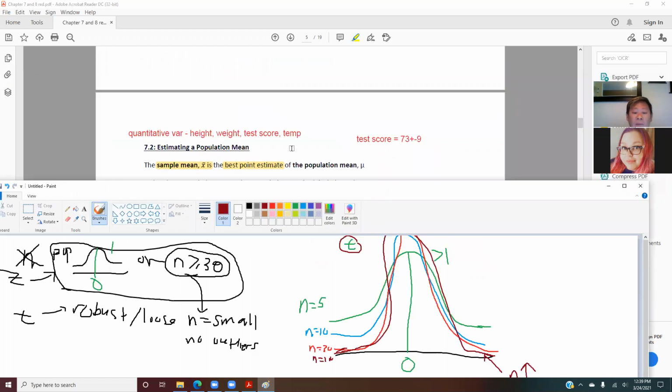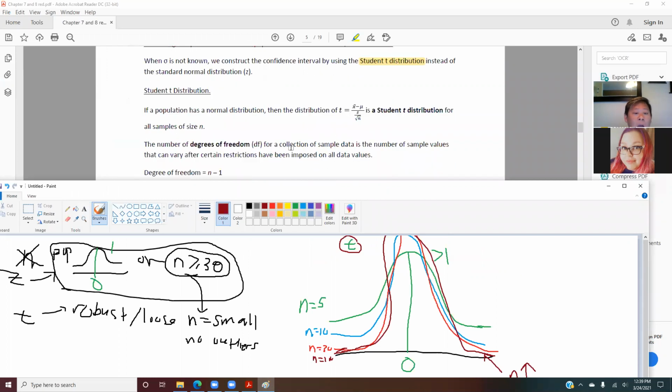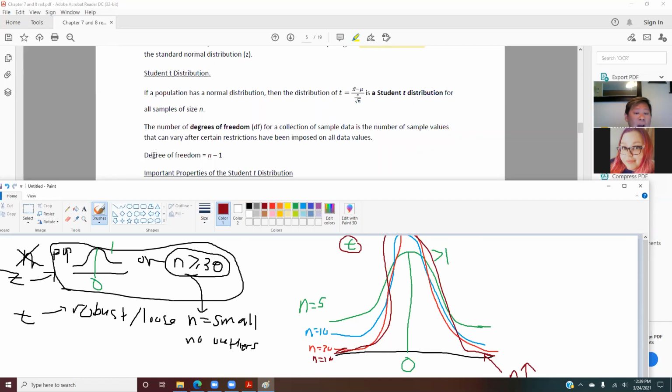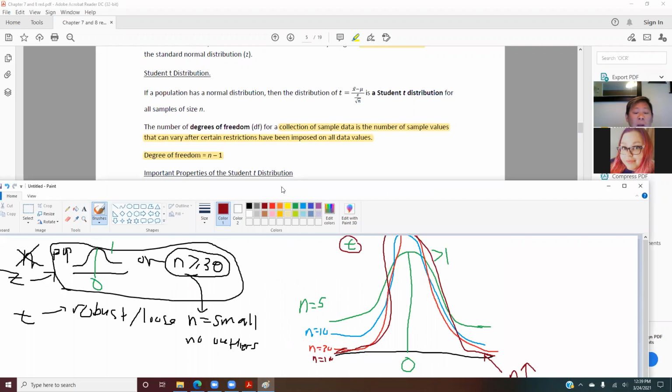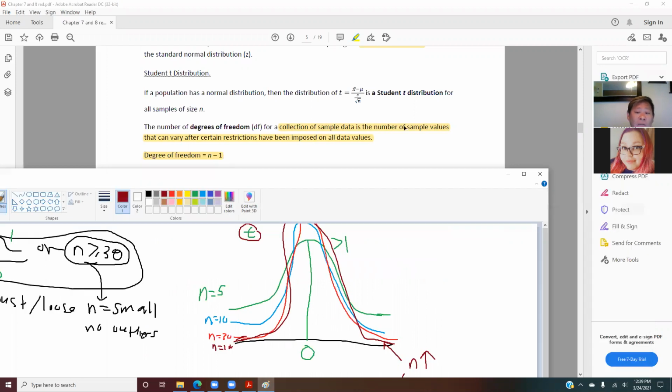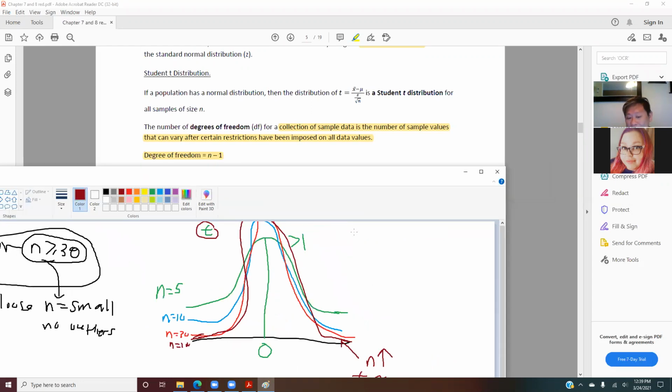There are other properties that we just talked about. The student T distribution depends on what we call degrees of freedom. You find your degrees of freedom as n minus 1. If you need to know the definition of degrees of freedom, it is the number of sample values that can be varied after certain restrictions have been imposed. What does it mean when I say your degrees of freedom is n minus 1? Why this is n minus 1 depends on your sample size.